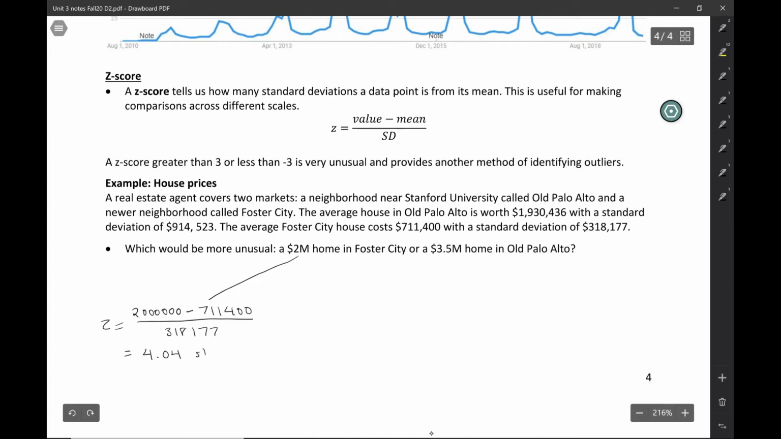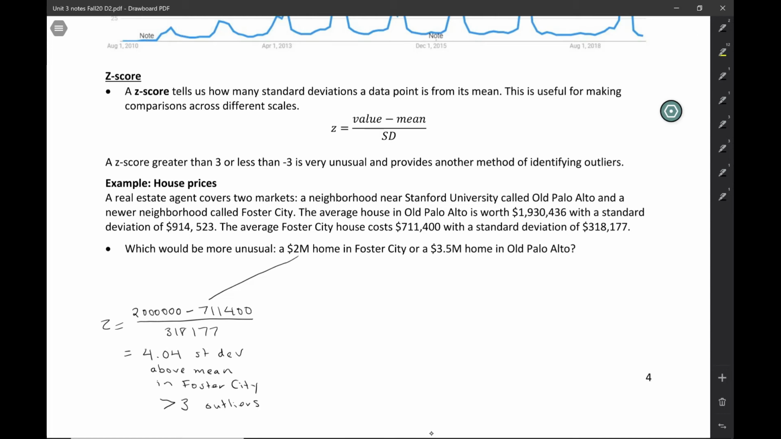So this house is 4.04 standard deviations above the mean in its particular neighborhood, so above the mean in Foster City. So this is a very unusual point. This would be a very expensive house relative to this neighborhood. In fact, it's above the cutoff that we sometimes use for an outlier. So this is a very unusual point.